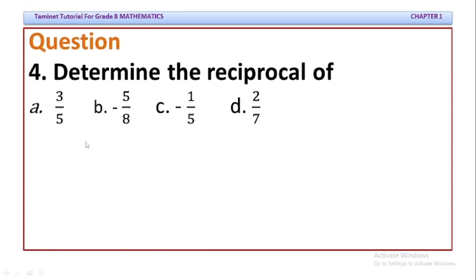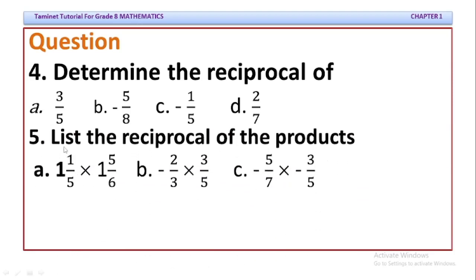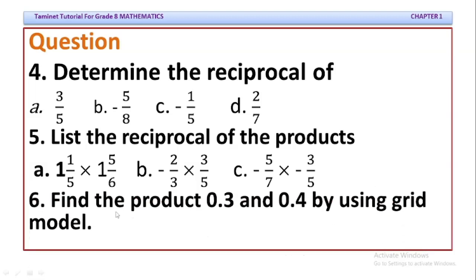Question number 4. Determine the reciprocal of the given fraction. How can we solve the reciprocals of the numbers? What do you mean by reciprocal? Then list the reciprocal of the product. First you have to find the product and finally try to determine the reciprocal of the given numbers. Number 6, find the product of 0.3 and 0.3 by 0.4 by using the grid model also. If you understood today's explanation, it is too easy to answer the question.